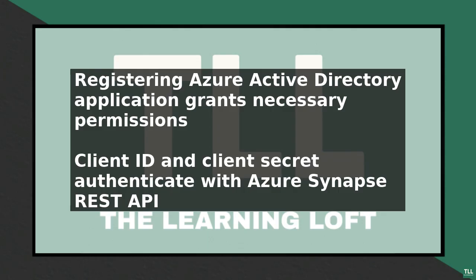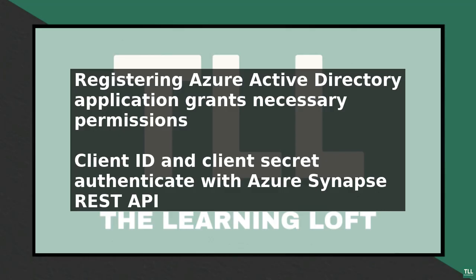To get started with Azure Synapse REST API, you need to register an Azure Active Directory application and grant the necessary permissions. This will provide you with a client ID and client secret, which you will use to authenticate with the Azure Synapse REST API.